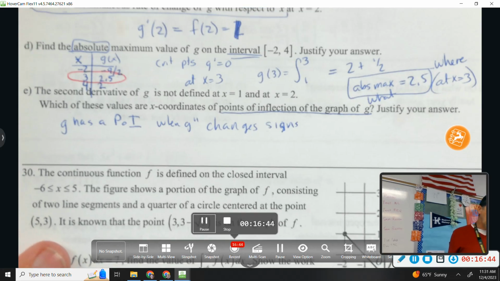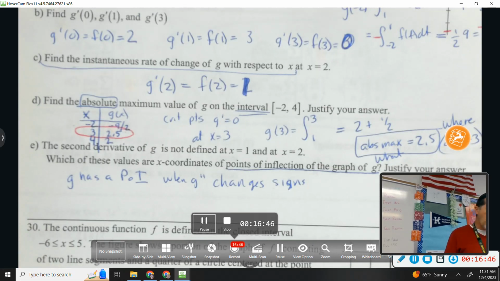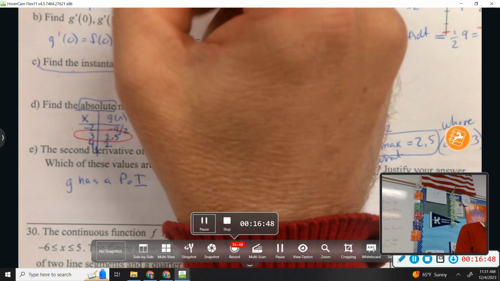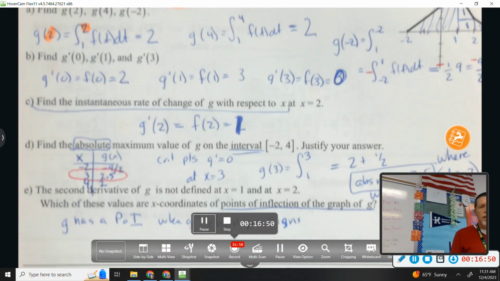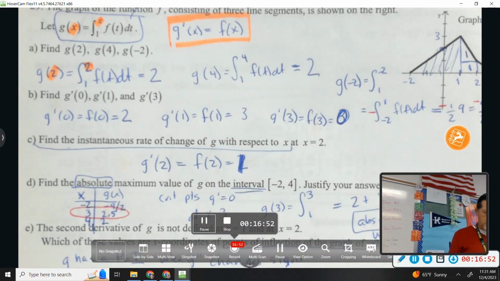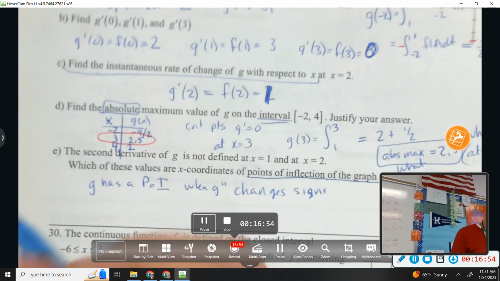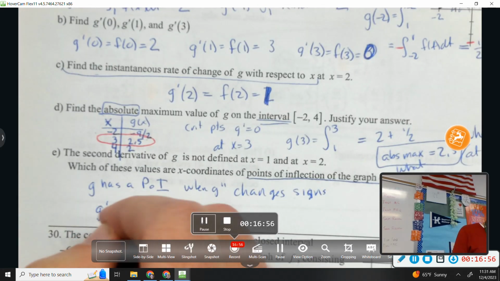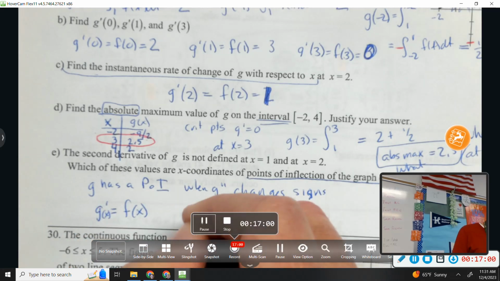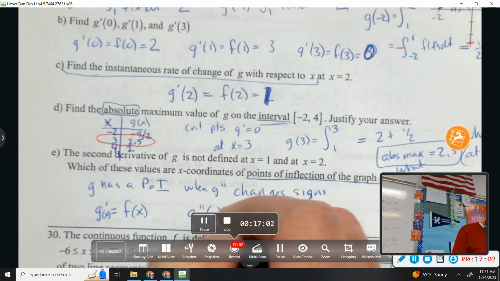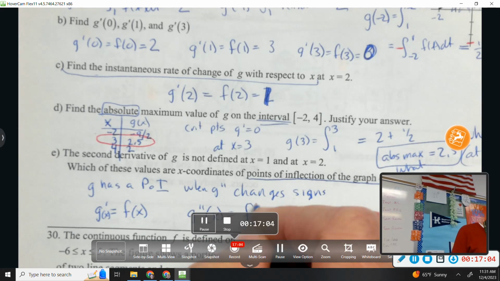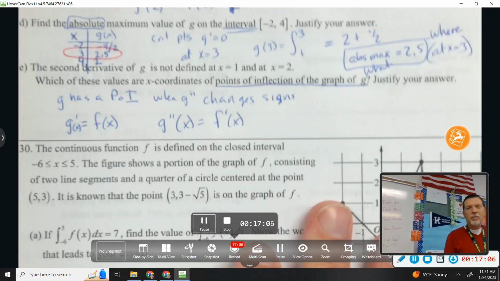Well, I know that g prime is f of x. That we knew way up there. G prime is f of x. So if g prime is equal to f, what is g double prime equal to? Good, I heard both things. F prime, which is the slope of f.